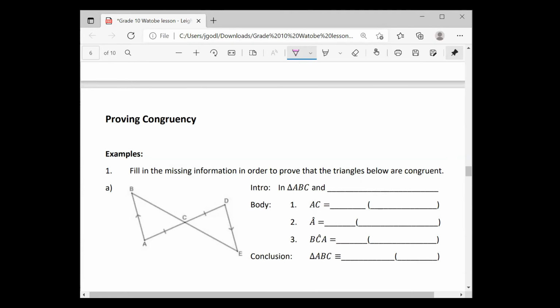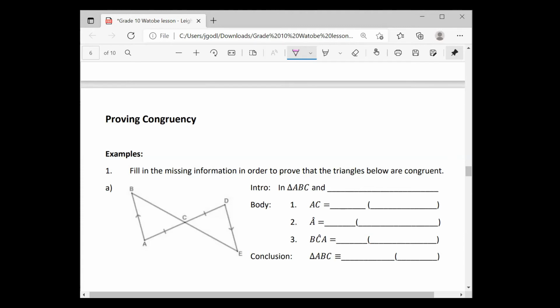And so I'm going to talk you through this first one where I'm going to show you a full proof to show why these two triangles are congruent to each other. And then I'm going to let you work through the second one, and I'm going to give you quite a bit of time to try and figure it out and write down all of your steps. And then we'll work through a couple more. We'll see where our time takes us today.